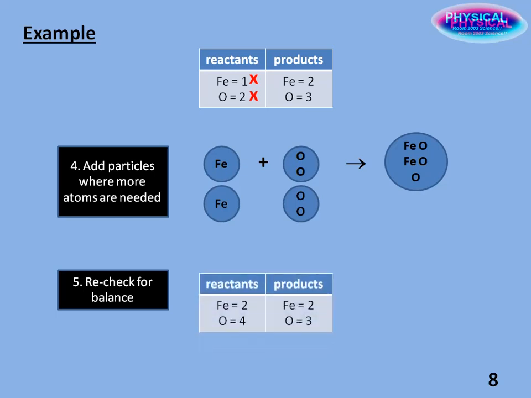Now on the reactant side and the product side, I'm good on the iron. I have 2 and 2. However, on the oxygen, now I have 1 more oxygen on the reactant side than I have on the product side. So I'm out of balance. I'm close, but I'm not there yet. And where I need to balance is on the product side, where I need to add to.